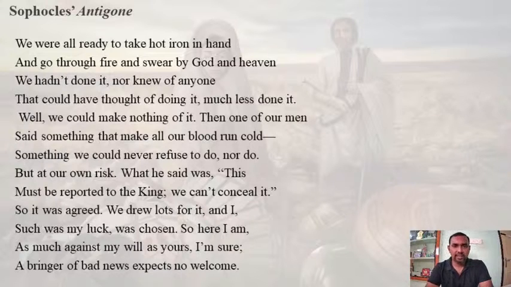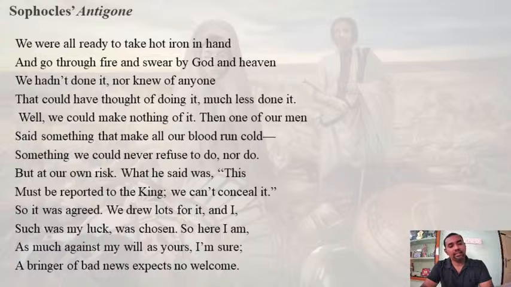So probably Sophocles is pointing out some of the rituals that were followed earlier during his times, to excavate the truth. So they were ready to take hot iron in hand, and also they were ready to go through the fire and swear that they hadn't done it. We hadn't done it, nor knew of anyone that could have thought of doing it, much less done it.